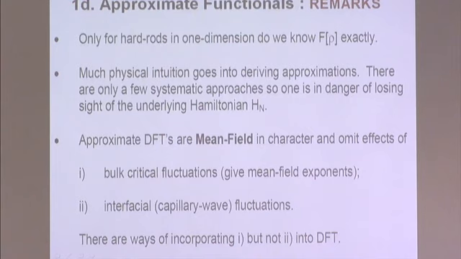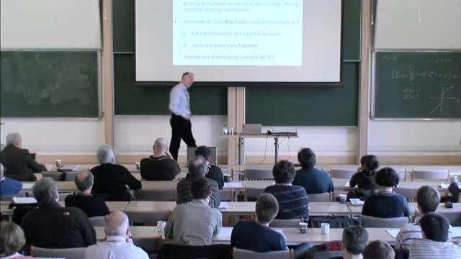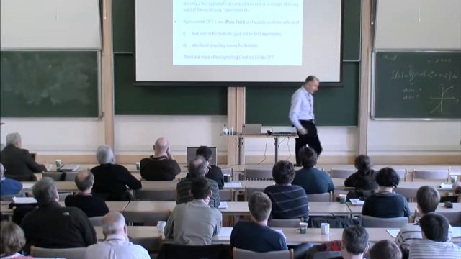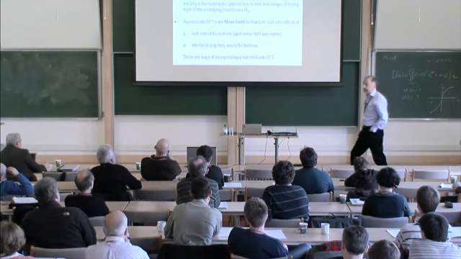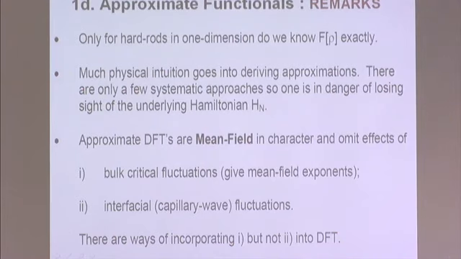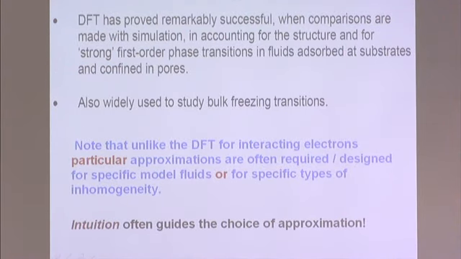Now that can be put right. There are ways of correcting DFT to give you the correct bulk exponents. If you look near an interface, they don't capture all the effects of capillary wave fluctuations, the thermal fluctuations in the interface. As far as I know, no one knows how to put that right in this description. So it's been successful when you have strong first-order transitions. It's a very good description for first-order phase transitions at interfaces and in adsorption problems. It's also widely used nowadays to study the bulk freezing transition.